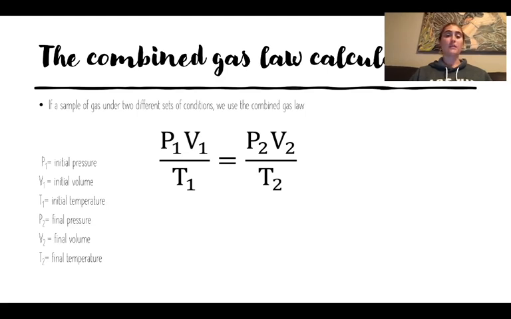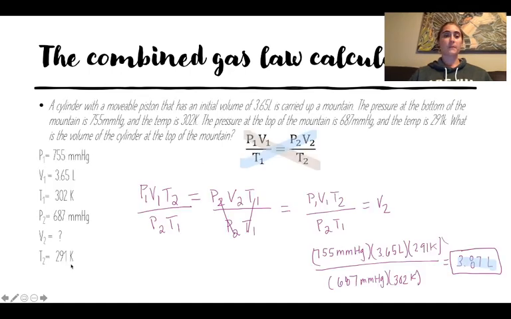So if a sample of gas is under two different sets of conditions, we're going to use this combined gas law. And it's P1 times V1 over T1 equals P2 times V2 over T2. And by now you know what these variables stand for: initial pressure, volume, and temperature versus final pressure, volume, and temperature. So let's take a look at how to calculate this.